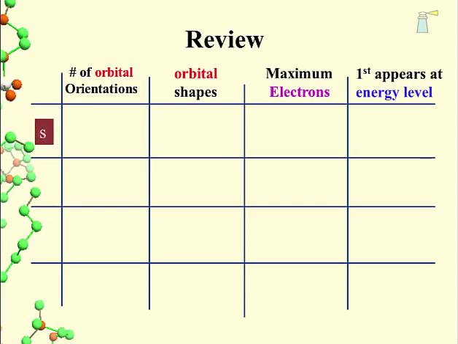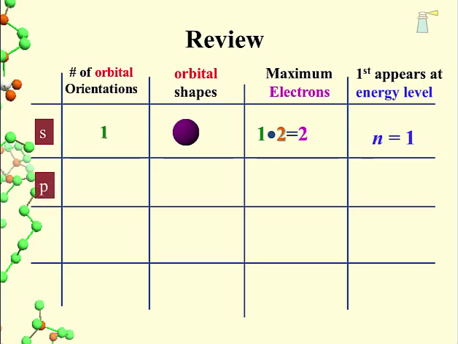Starting with the s orbital. There is only one type of s orbital, and it is spherical. According to Hund's rule, each orbital can hold up to 2 electrons. Therefore, the single s orbital can hold a maximum of 2 electrons. The first s orbital appears at the energy n equals 1 level.